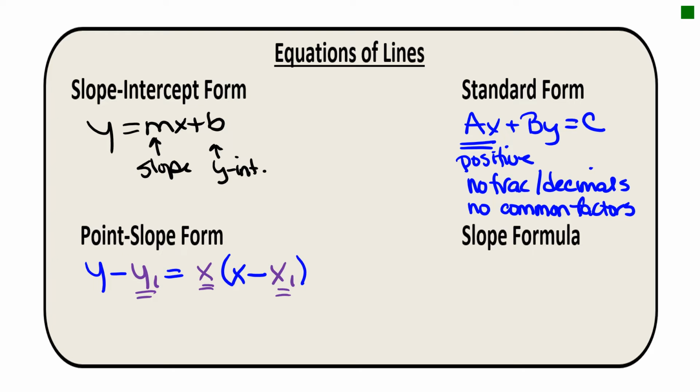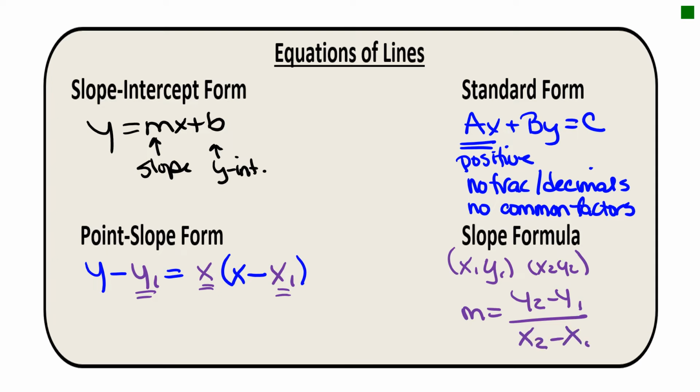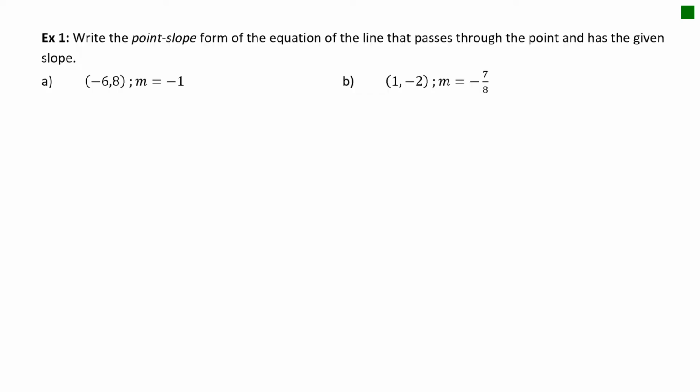Woo! Exciting. Slope formula, remember, between two points, x1, y1, and x2, y2, is y2 minus y1 over x2 minus x1. Okay, you've got those in your notebook. You're going to come back to those time after time. So write the point slope.